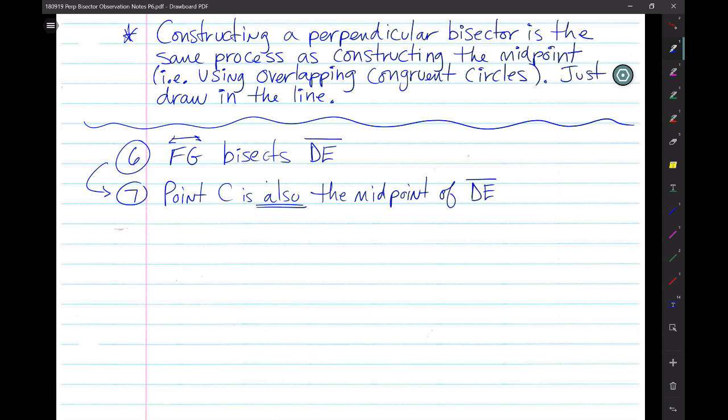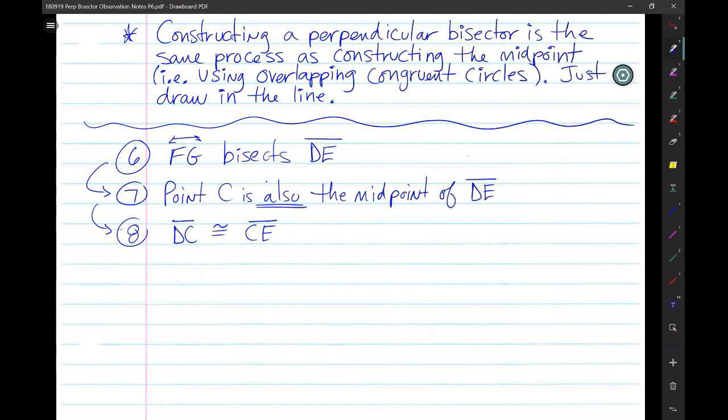Now, since we know that point C is also the midpoint of DE, then we can make this observation that flows from 7 to 8, and that is that the new line segment DC is congruent to the line segment CE.